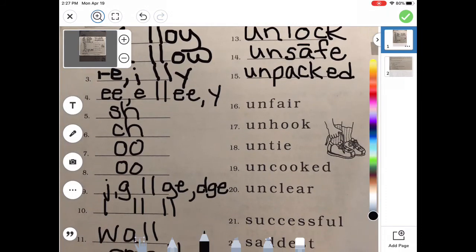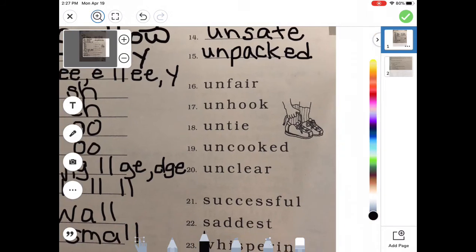All right, let's code some words. Unfair. What do I need to code in unfair? Box off the un, and then in fair, what do I need to mark? Underline AI, very good, because it's a long A, sneaky I. Unfair. How about the next one? Unhook, very good. Box off un, and then what else do we have? That O, that's right, because hook.